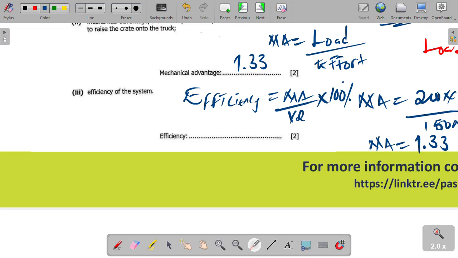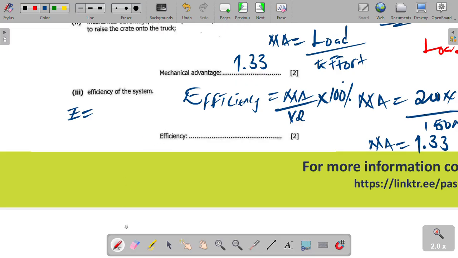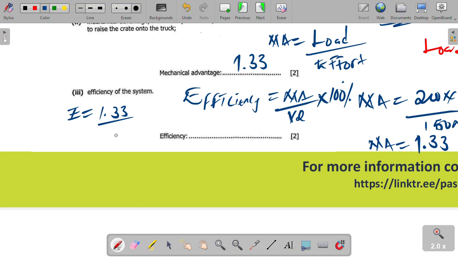Now let's start substituting the values. So I'll write here efficiency. What's our mechanical advantage? It is 1.33 from the previous question. So 1.33. What is our velocity ratio? Our velocity ratio is 2.5. So we put it here, 2.5. Okay, now you punch the calculator.